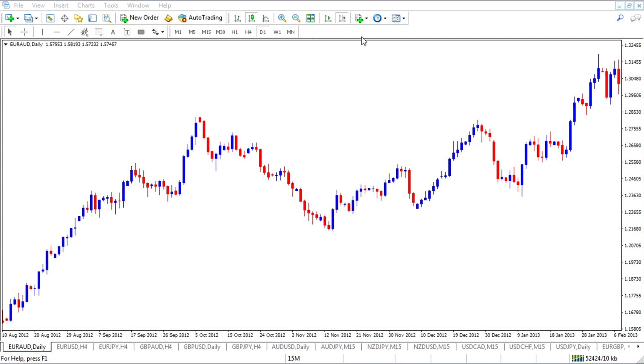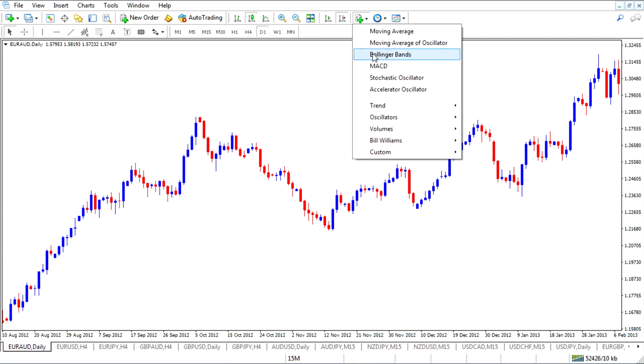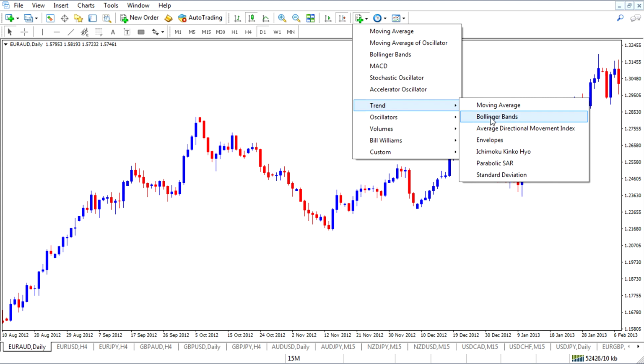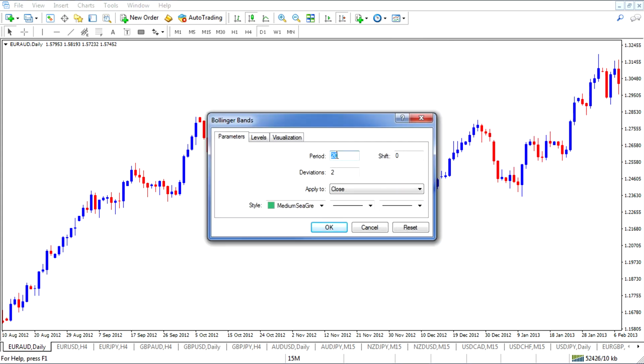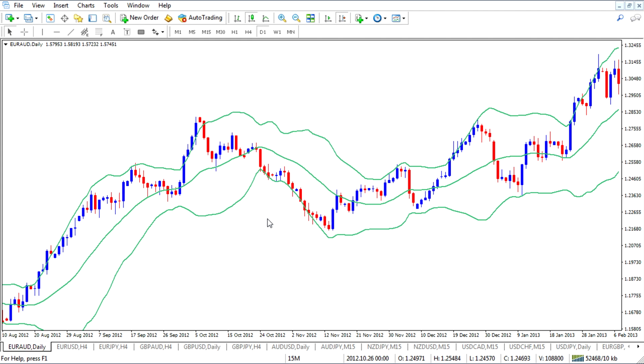Now, I'm going to start with my indicators. Under trend, I'm going to find my Bollinger Bands. What I want are the standard settings, the 20 period with the 2 deviation. By default, it's medium sea green, and I'm just going to thicken the line up a little bit so that we can see it on this video here. So once I've added that to the chart, I've got what's called the Bollinger Bands. There's a middle 20 SMA that runs through the center, and some deviation bands that are on the outside.